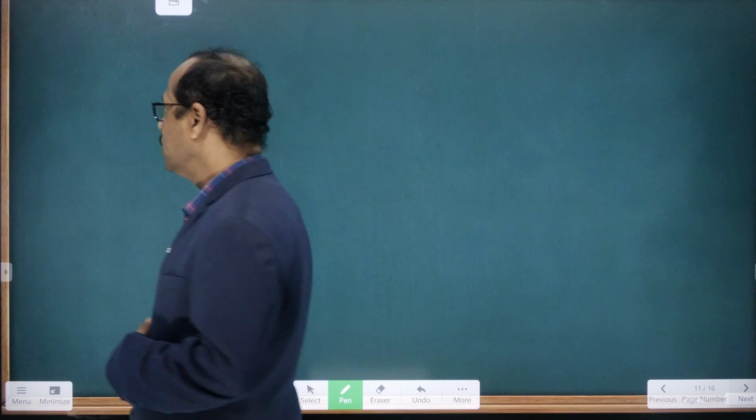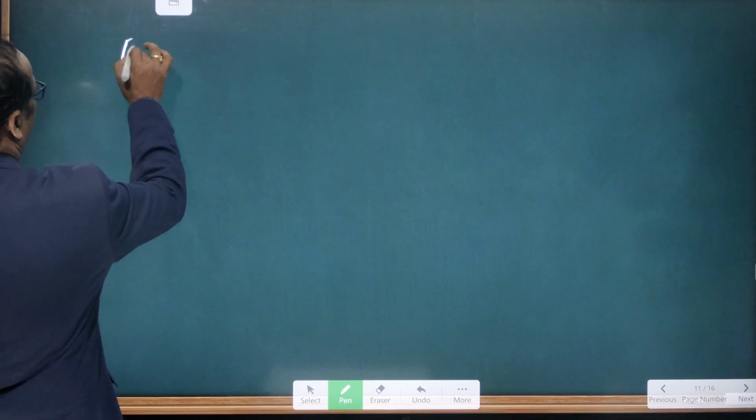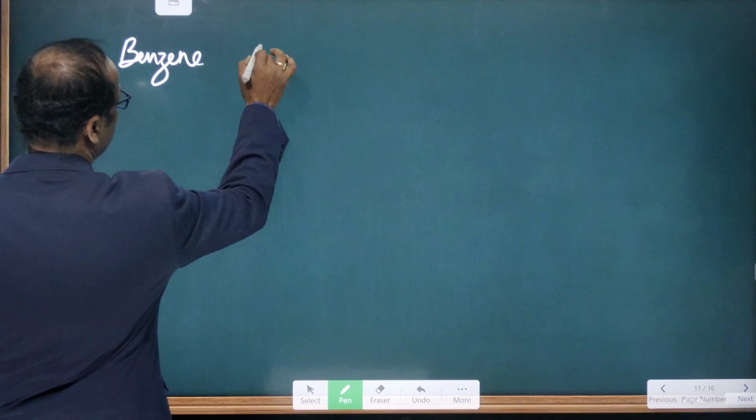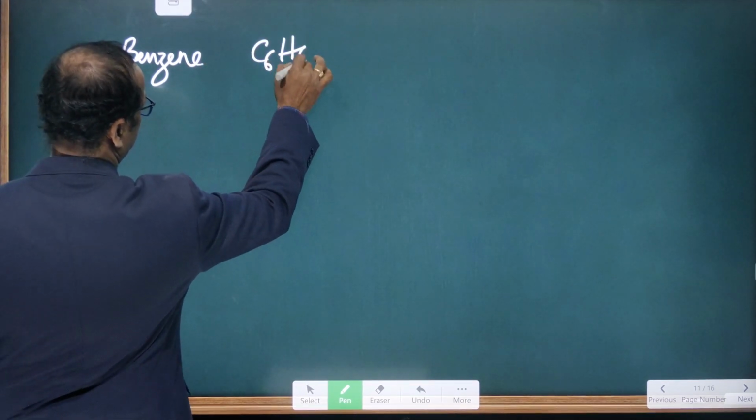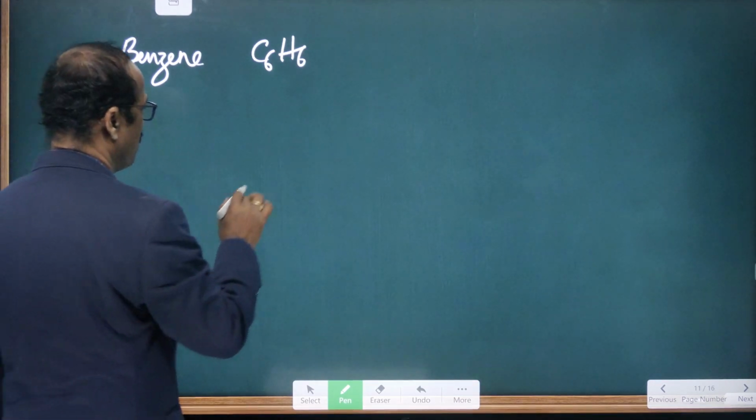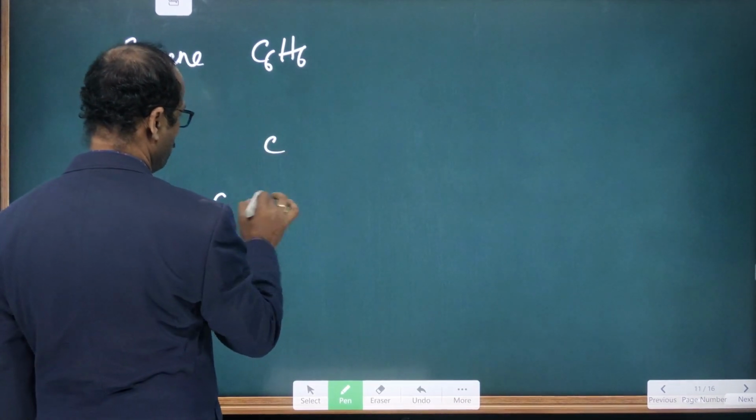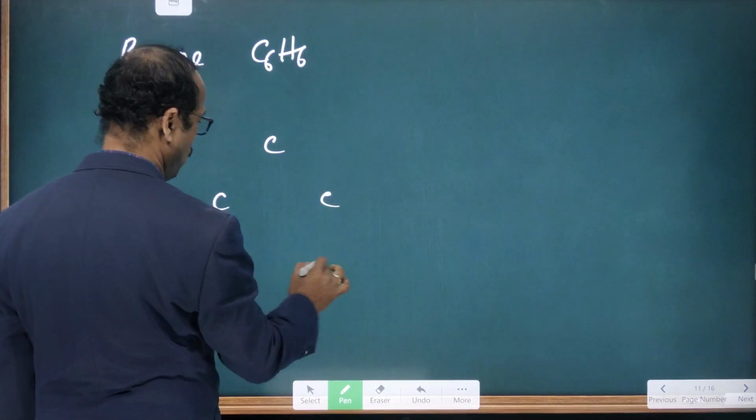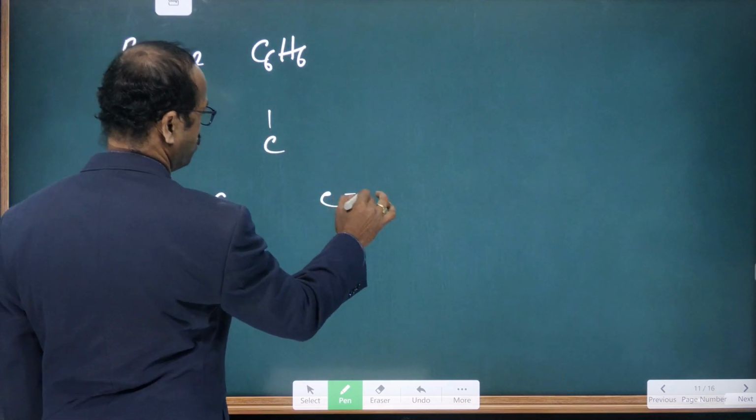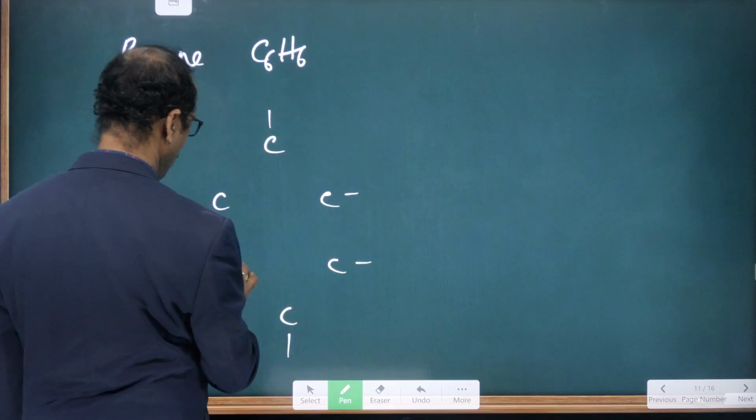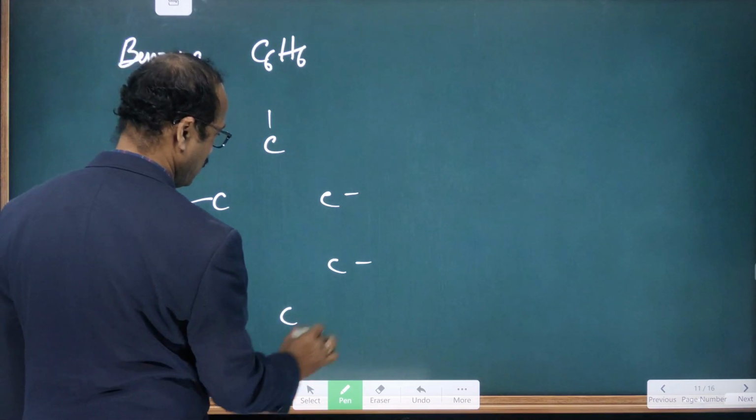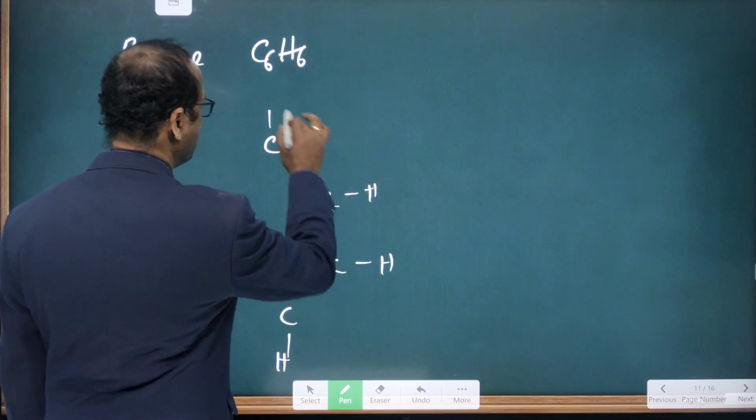Now, one more is also discussed, that is called the orbital model of benzene. So, students, we have one more important organic compound here, that is called benzene, and benzene formula is C6H6. The structure of benzene will be like this: 1, 2, 3, 4, 5, 6 carbons and 6 hydrogens.